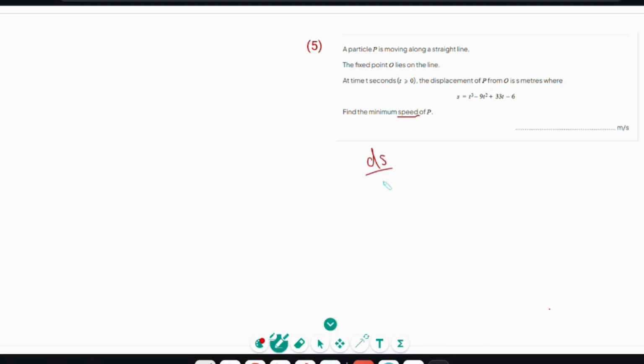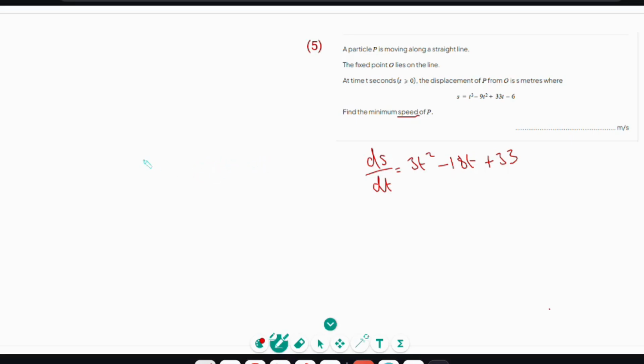Okay, so speed, or velocity is speed in a specific direction. So let's differentiate our displacement. 3t squared minus 18t plus 33. So we need to find the minimum speed of P. Extremes occur when the stationary point is 0, when the gradient is 0.